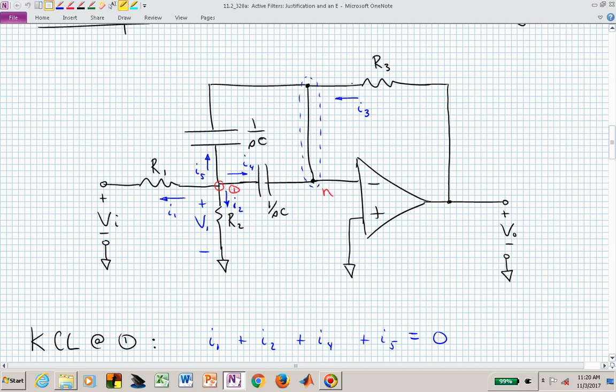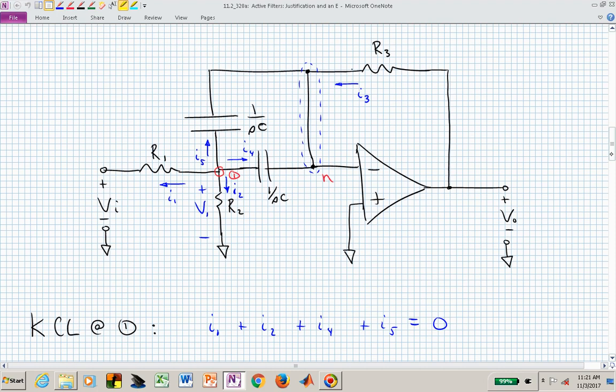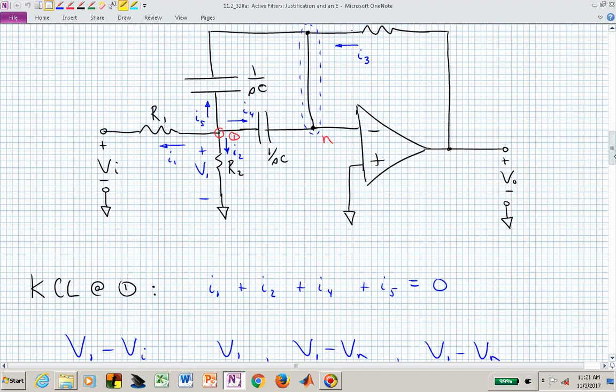And to do that, we really just see that we have 4 leads coming into node 1. Let's set all of the, or sum the currents exiting node 1, set that sum equal to 0. We have I sub 1 horizontally going left. We have I sub 2 vertically coming down through R sub 2. We have I sub 4 going to the right horizontally through the capacitor, and we have I sub 5 going up through the second capacitor in a vertical direction.